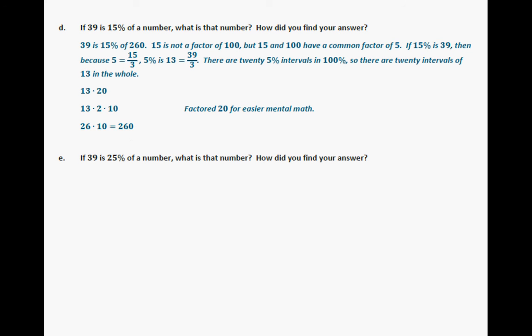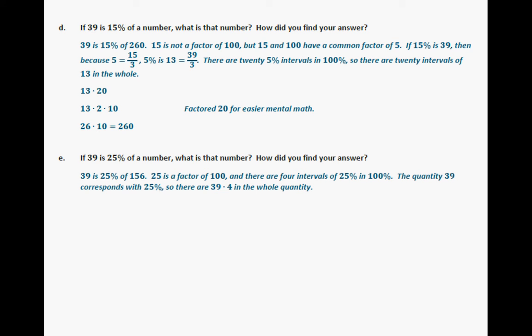If 39 is 25% of a number, what is that number? This one should be a little bit easier because you're more familiar with 25%. Well, if 25% is one fourth, then that means that you would be doing 4 times 39, which is 156.